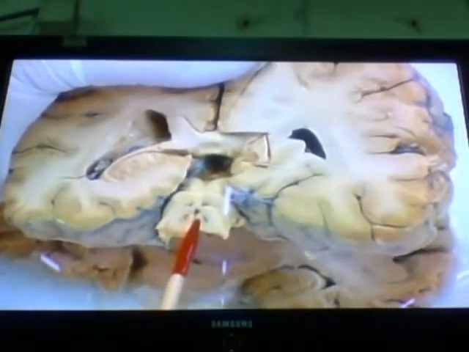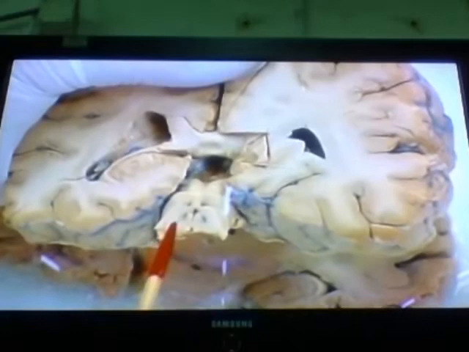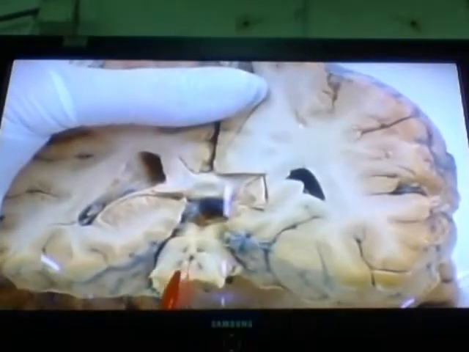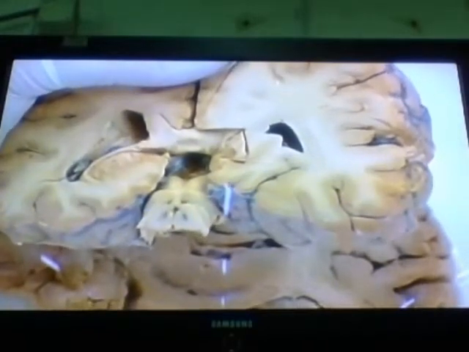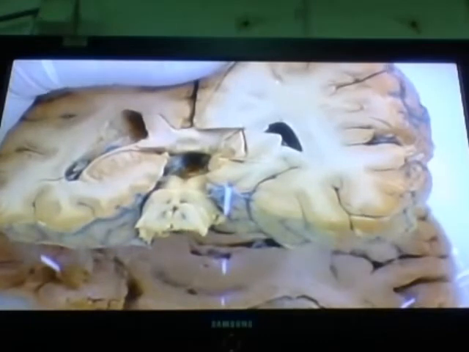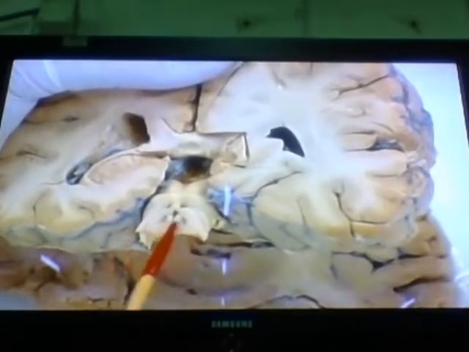That's the locus coeruleus, isn't that so? Just at the junction of the pons and the midbrain, the floor of the rhomboid fossa. The locus coeruleus, which is the what? Noradrenergic center.